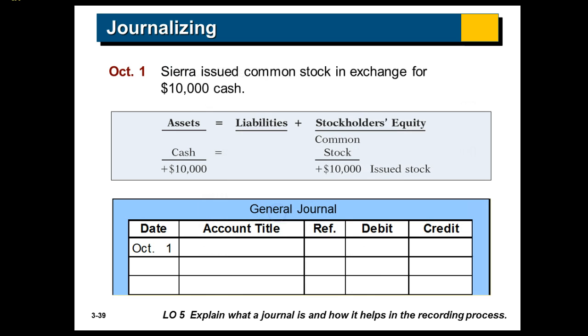So as you can see here on this next page, when we show that they issued common stock in exchange for cash, we know that our cash increased $10,000 and our common stock, which is part of stockholders' equity, increased $10,000. So how do we journalize that? We basically show our debits first. We'll always show the accounts we're debiting first when we journalize transactions. So we're going to show the date, October 1st, cash, debited, because we are debiting cash because we're increasing our cash, and we know cash has a normal debit balance.